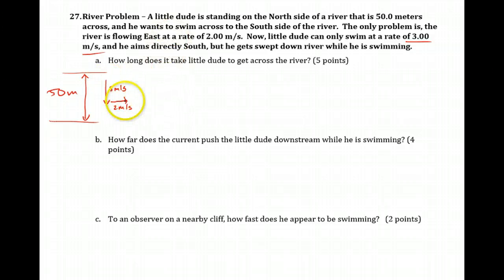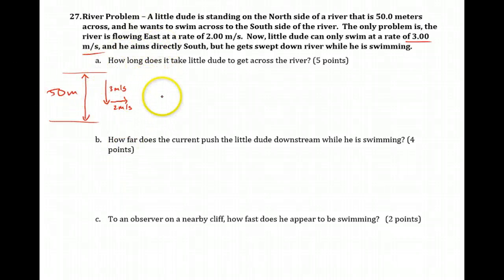So these are the two components of his velocity here. He's heading towards the south bank at a speed of 3 meters per second. Right, that's most important. This velocity right here won't affect how long it takes him to get to the south bank if he aims directly south and swims at a rate of 3 meters per second.